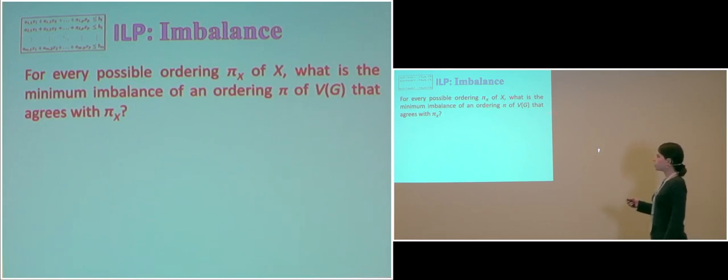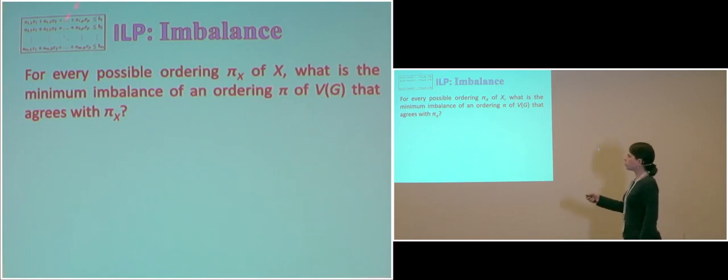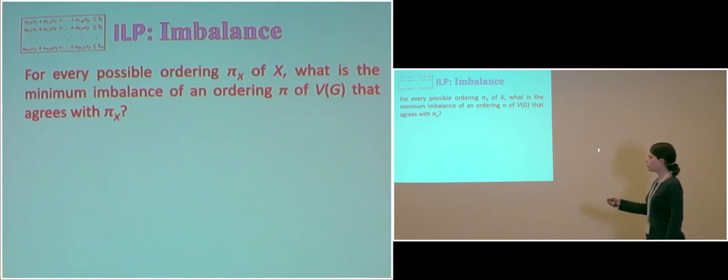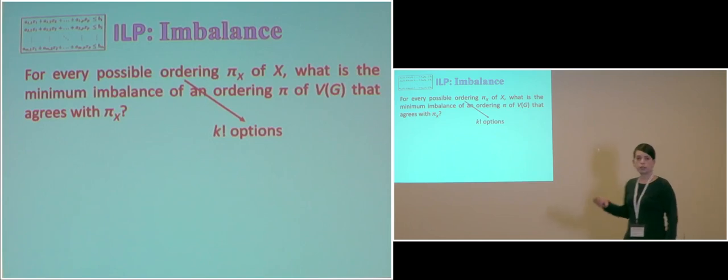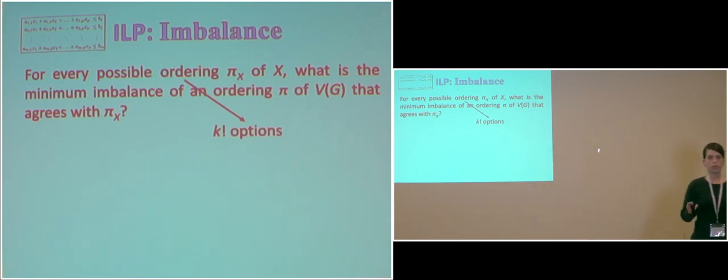And then we are going to ask ourselves what is the minimum imbalance of an ordering pi that agrees with pi X. What does agrees mean? If some x is ordered before y according to pi X, then by pi, x is also ordered before y. So we preserve this ordering. How many orderings do we have? Only k factorial. So from now on, we are going to focus on this problem.